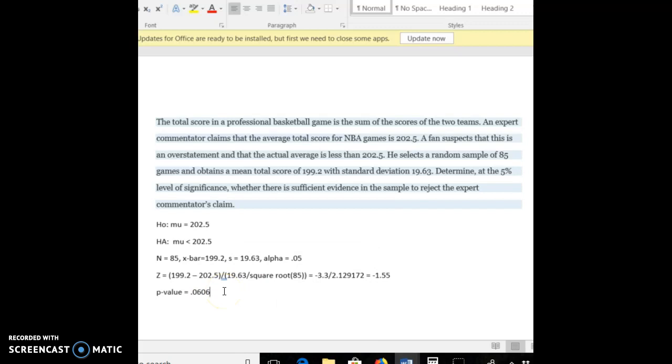We compare that to the level of significance, to alpha. In order to be able to reject the null hypothesis, this p-value must be less than alpha. And let me just write that out for you so you can put that in your notes. To reject the null hypothesis, the p-value must be less than alpha. In this case, it's not, which means we can't reject the null hypothesis.